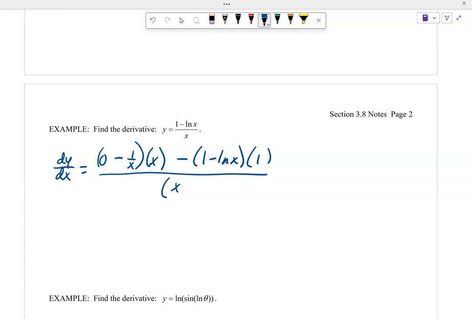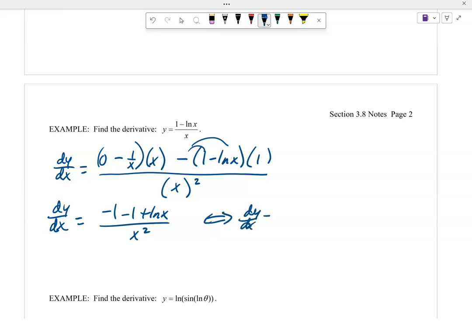All over bottom squared. And so dy dx ends up being negative 1 over x times x, which is negative x over x. That's just a negative 1. And then I've got minus 1 plus ln of x. And this is all over x squared. So it looks like our dy dx here ends up being negative 2 plus the natural log of x, all over x squared.